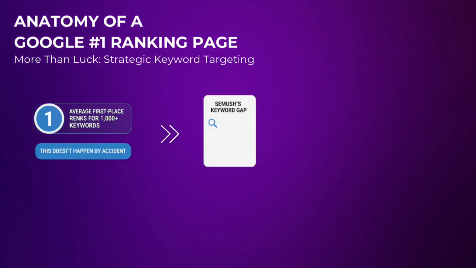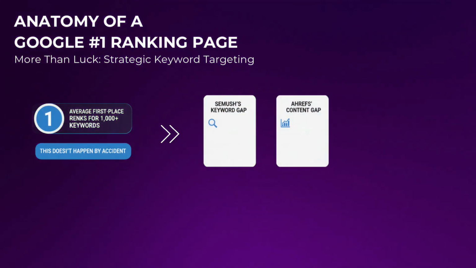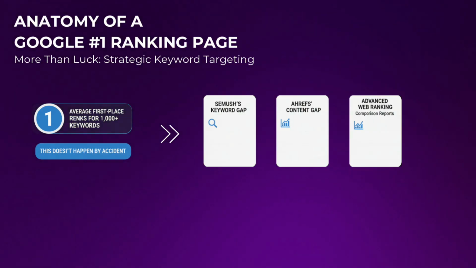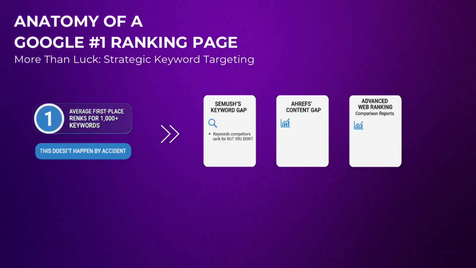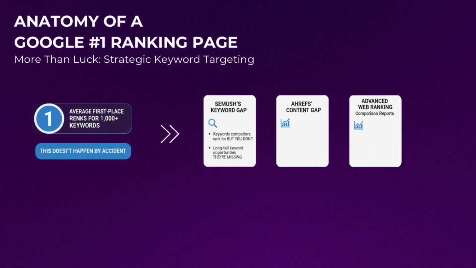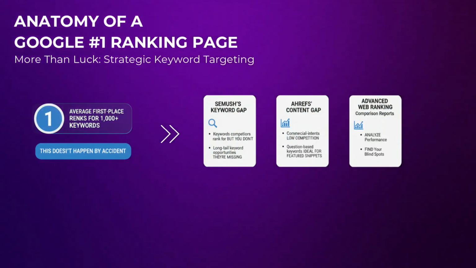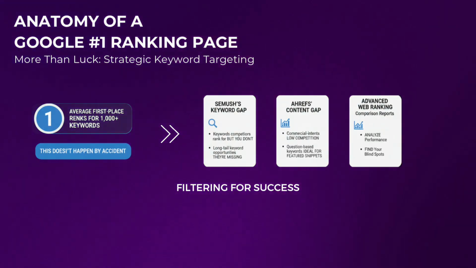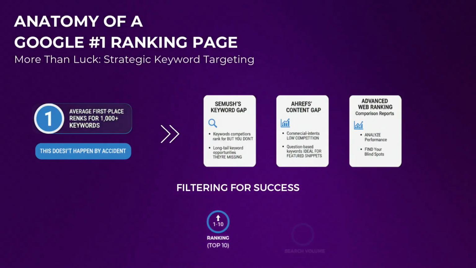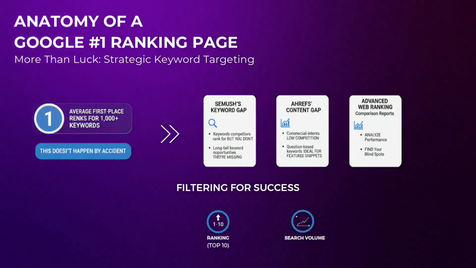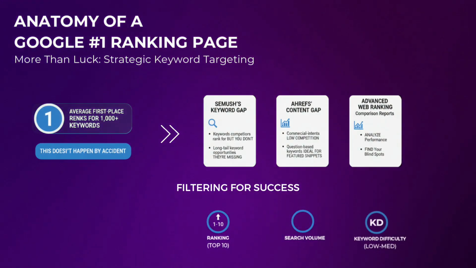Use SEMrush's Keyword Gap tool, Ahrefs Content Gap, or Advanced Web Rankings comparison reports to find things like keywords all competitors rank for, but you don't, long tail keyword opportunities that they're missing, commercial intent keywords with low competition, question-based keywords for featured snippets, and then you can filter further down via position, so focusing on the top 10 rankings, search volume, but don't ignore low volume gems either, keyword difficulty, and then of course, search intent alignment.